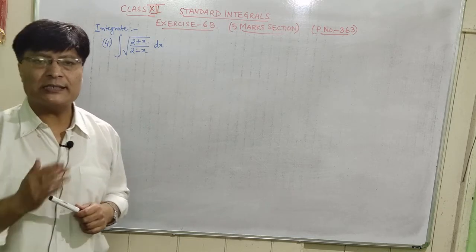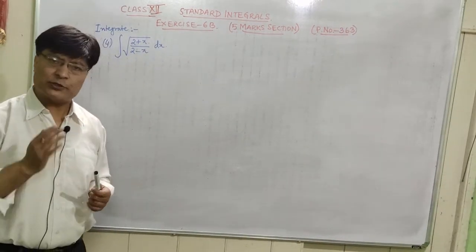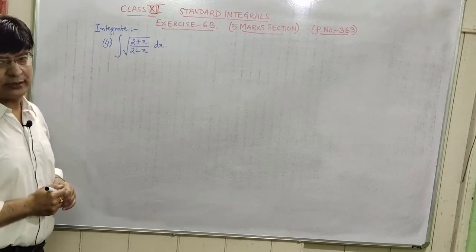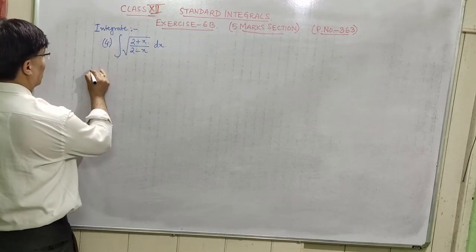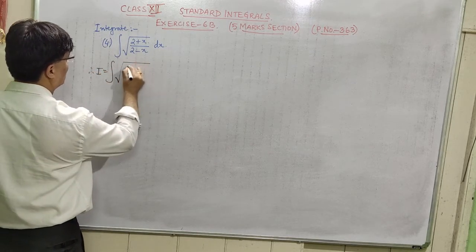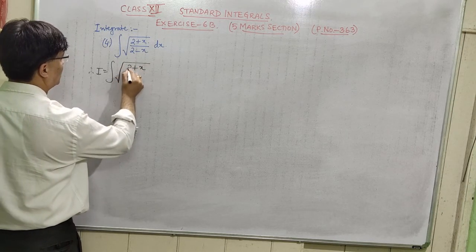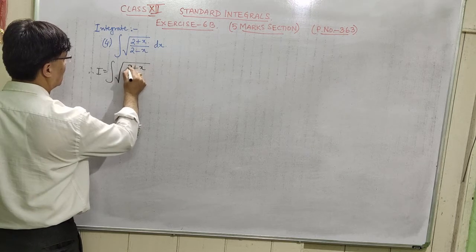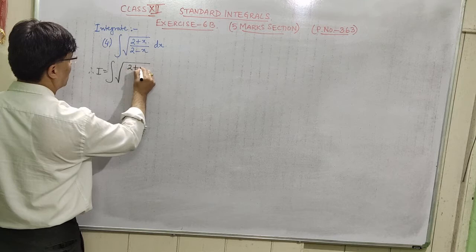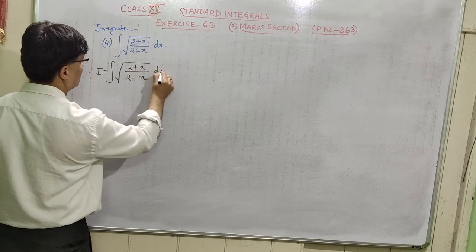So now in this case, let us remove the square root from the numerator. So how can you remove the square root from the numerator? First of all, you write I is equal to integration of root over 2 plus x divided by 2 minus x, dx.